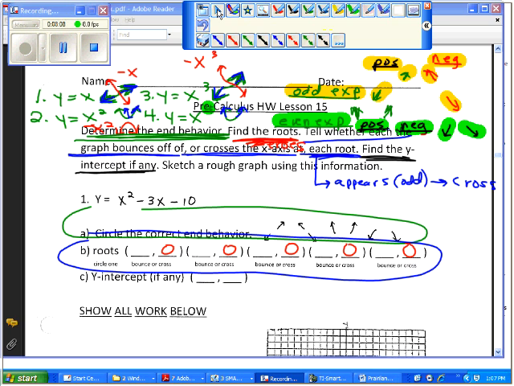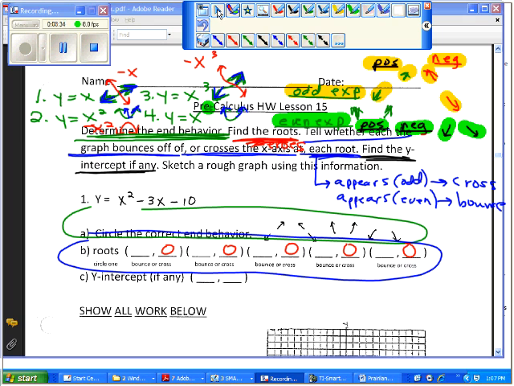Now remember, a root is an x-intercept. It's where it hits the x-axis, okay? And if that root appears an even number of times, it will bounce. Bounce. Now, I'm going to help you understand that just a little bit, with just a little bit of information.